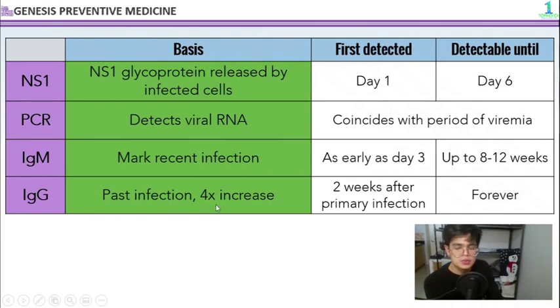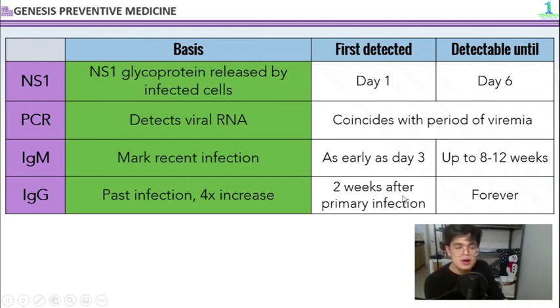Particularly, IgG will be positive with fourfold elevation in the initial compared to the convalescence. So for IgM, as early as the 3rd day of dengue infection, you can detect IgM, and IgM will be elevated up until 8 to 12 weeks. On the other hand, IgG is first detected 2 weeks after the primary infection.